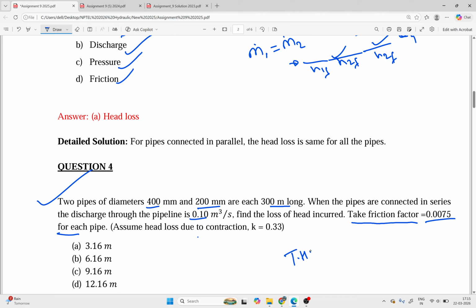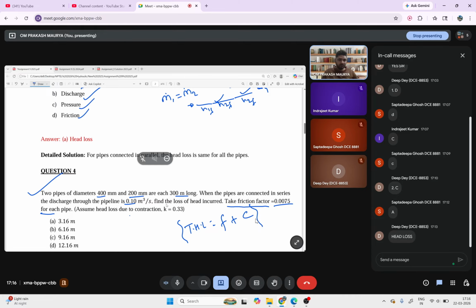So here you need to calculate the total head loss, due to your friction as well as due to your contraction. So you have to calculate both, and here you have two pipes. Just think first, then I'll explain how you will approach and solve. I'll give you 5 minutes for this question. Take your time and try to calculate.